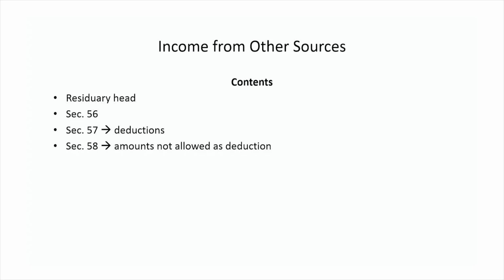So now we will be moving forward with our 9th lecture, which is on income from other sources. Income from other sources is dealt with between sections 56 to 59. And while we explore this head, we will be looking at these topics in detail. The first one being how it constitutes a residuary head. Next is section 56, 57, which talks about deductions, and 58, amounts which are not allowed as deductions.